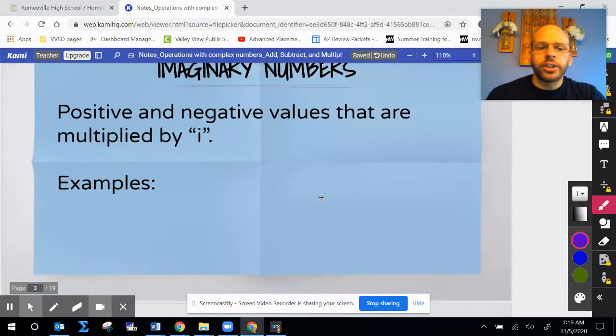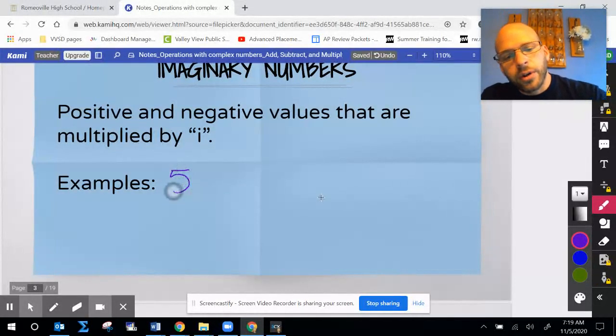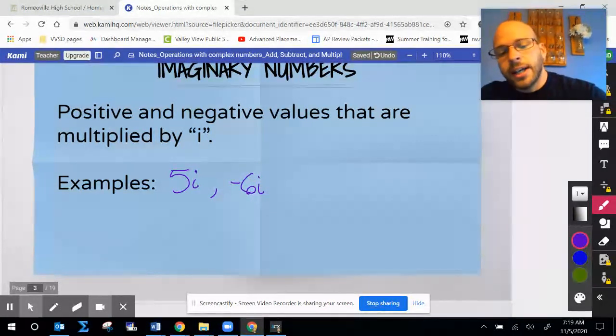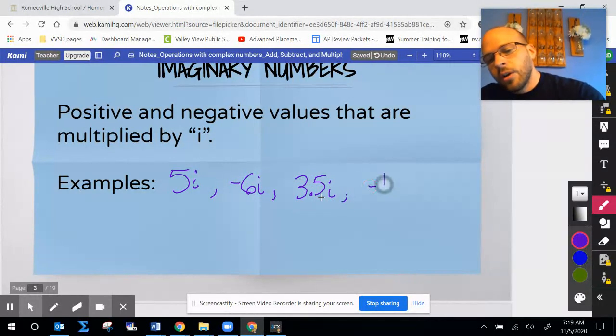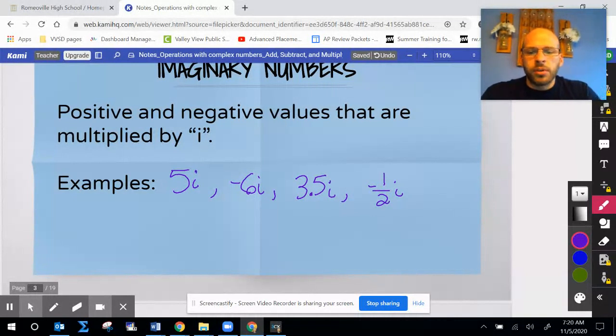Imaginary numbers we just discussed, however, have that extra symbol with them. So if I were to have 5i, that's an imaginary number. If I were to have -6i, so it can be positive or negative, right? It can also be a decimal, right? I can have 3.5i or -1/2i, right? So it's basically when I take the real number and I multiply it by a value of i, that's what gives me an imaginary number, okay?